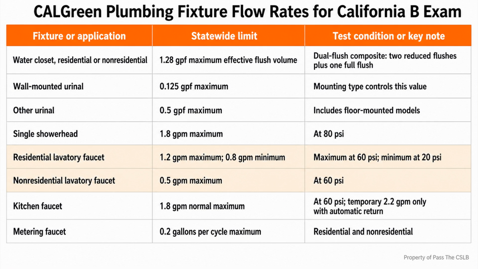Now, let's get into it. A plumbing fixture can look correct, fit the finished schedule, and still be the wrong fixture for the job because the flow number on its product data does not match the requirement that applies at that location. That is the central decision in this lesson.